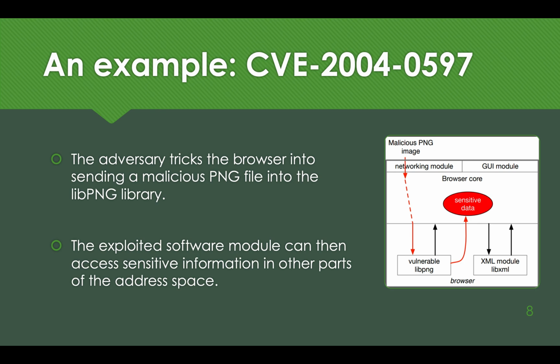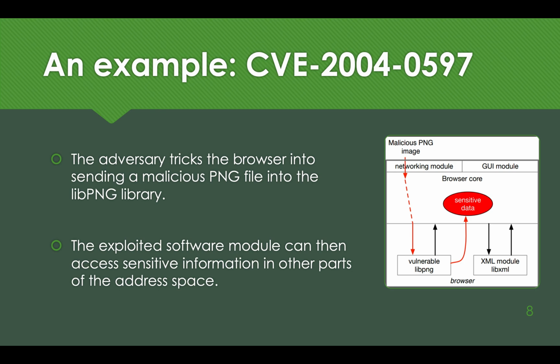So let's consider an example here to understand how these kinds of attacks work. So here we have CVE-2004-0597. This is the famous libpng vulnerability. And some of you may know about it. For those of you who do not, this was a vulnerability in the libpng library that allowed remote code execution. This particular vulnerability was very famous because it had a large impact. It affected Firefox, the Konqueror browser, and a few messaging applications. The libpng library is responsible for parsing a PNG image file.